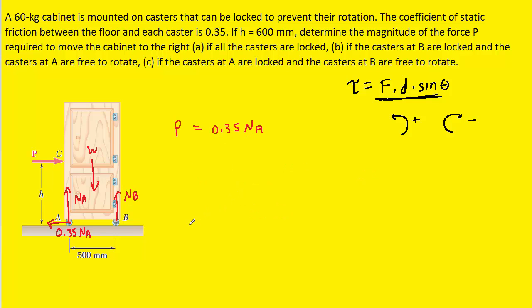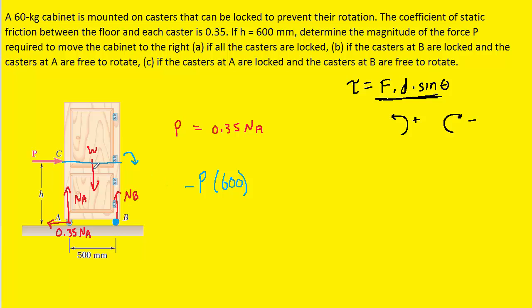And this time the cabinet is free to rotate about point B, so this is our rotational point right here. We'll start with the pushing force, which if we extend it would form a distance of h to that point. So we would have P multiplied by h, which again is 600. The sine term will drop out once again, and that pushing force is tending to rotate the cabinet in that direction, and that's going to be a negative torque.